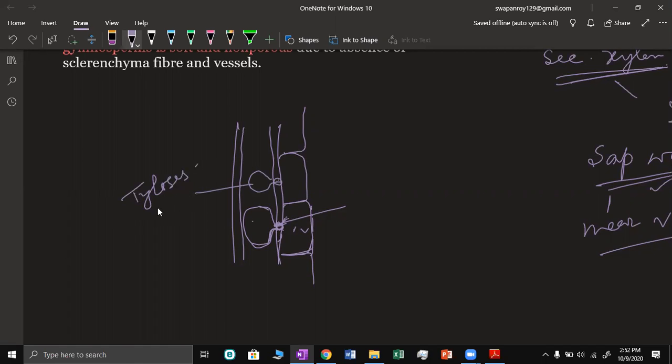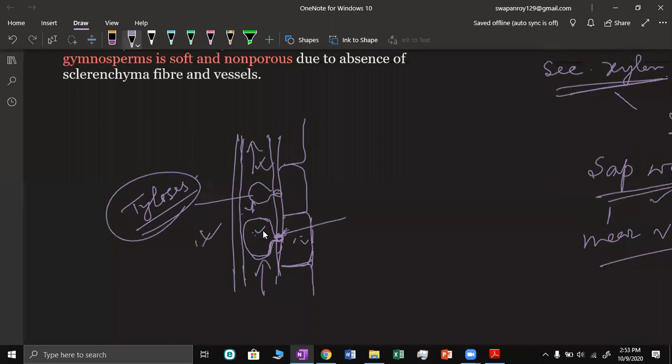So, tyloses are seen in the older vessels, and due to this production of tyloses, the lumen of the xylem vessel is blocked, and so now it cannot translocate water through it. So the pipe is blocked, water pipe is blocked. So this is tyloses.